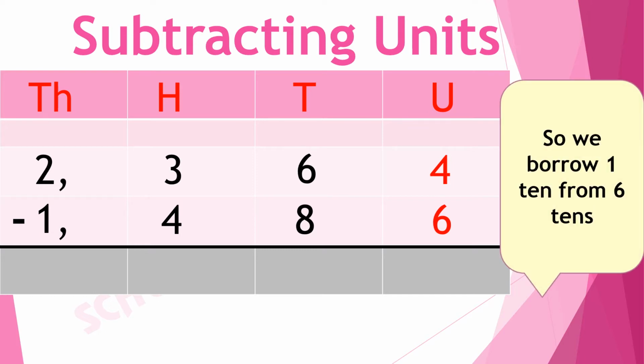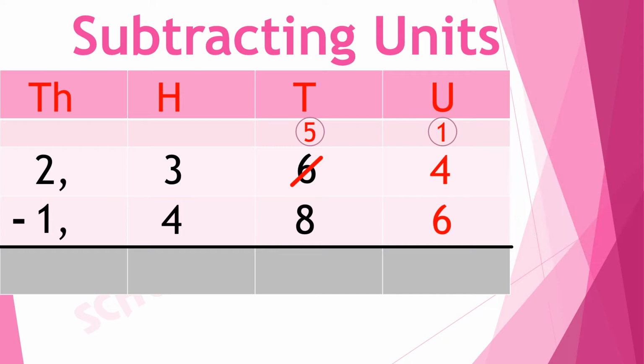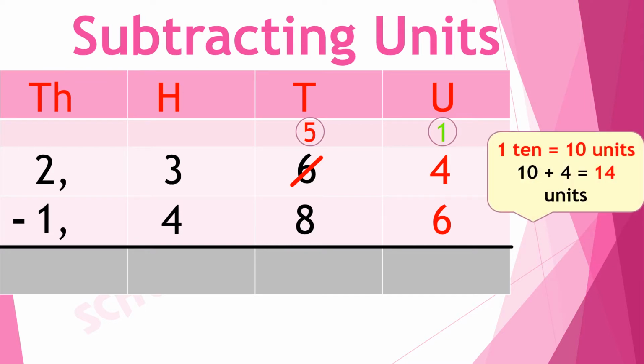We will regroup the tens and we will borrow 1 ten from 6 tens. If we borrow 1 ten from the 6 tens, here we are left with 5 tens. As we have 1 ten, it means there are 10 units and there are 4 units we already have. 10 units and 4 units makes 14 units. Now we will subtract 6 units from 14 units.